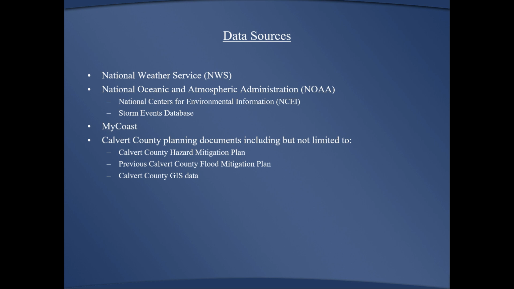So with those general data sources, and there are a few others that aren't called out specifically on that slide, we get a good understanding of what past flooding events have occurred in Calvert County, what the situation is that led to those past flooding events, where they've occurred, what the magnitude was. The National Weather Service and the National Center for Environmental Information also publish estimated damage losses for those events too, so we get a basic understanding of that as well.